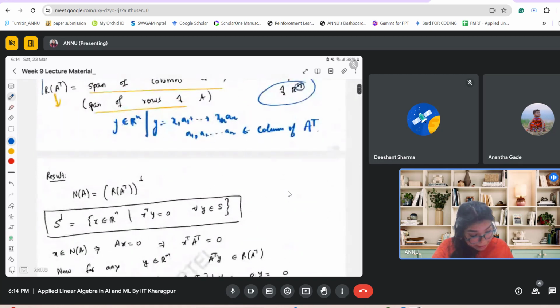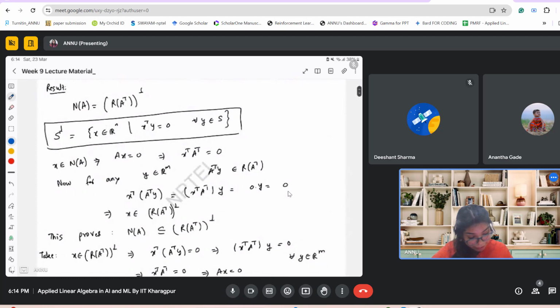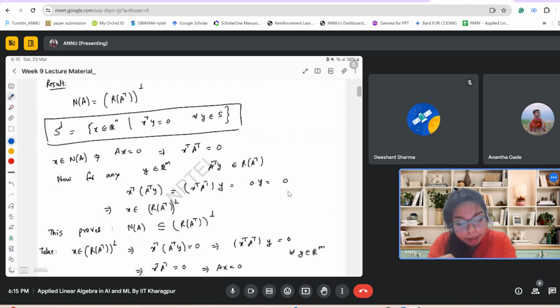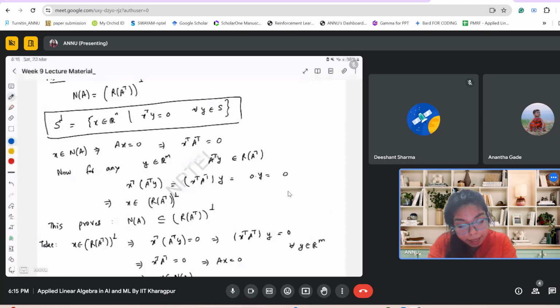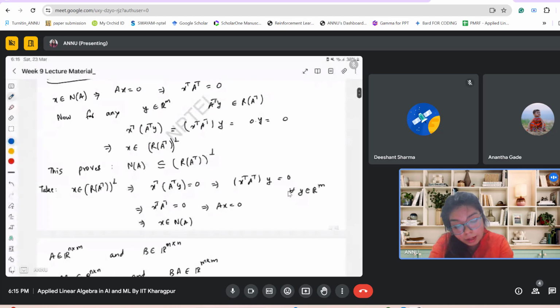So it means that we have to write y equals A transpose x, because these are columns of A transpose. We are starting with a very initial step, so y equals A transpose x. So if we first keep x belonging to the null space of A, this means x transpose A transpose y should be 0. This belongs to the row space, the range space of A transpose, that is perpendicular. Okay, so this proves that this belongs to this.